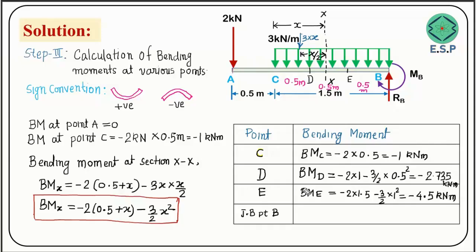Now just before point B we are considering, so I am writing E only, but it is just before point B, friends. Just before point B, the distance is going to be 1.5 meter. So 1.5 I will put here.